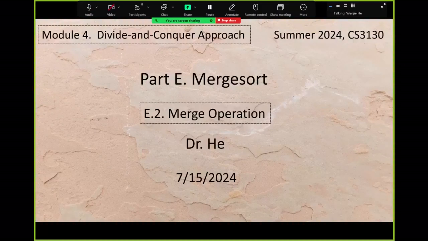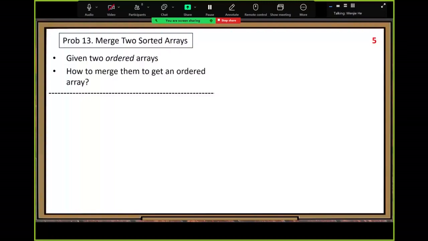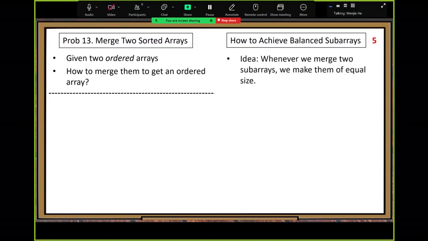Now, let's work on the merge operation. How to achieve balanced subarrays? Here I use a simple diagram to show you how to split our data as evenly as possible. The idea: whenever we split, we make the two subarrays of equal size, as even as possible. Let me use a simple diagram to show you.